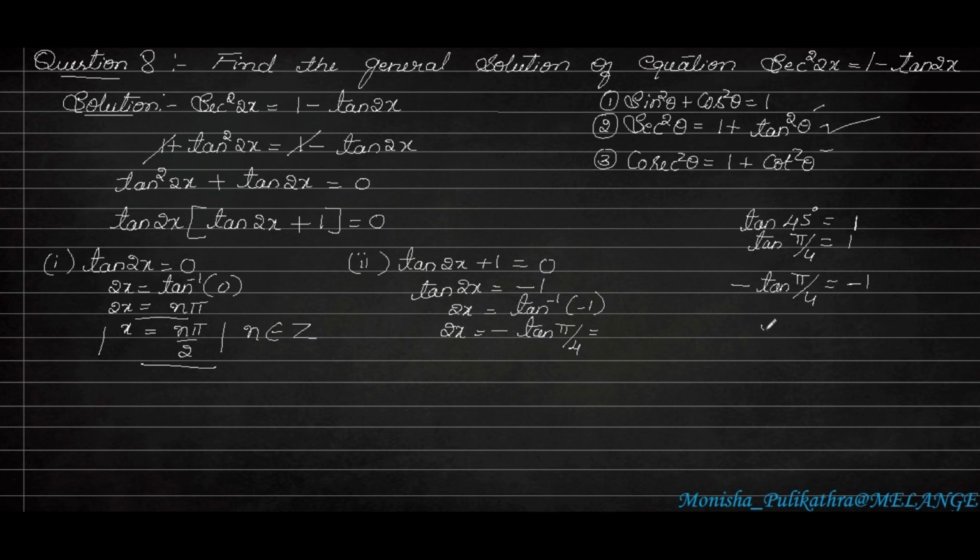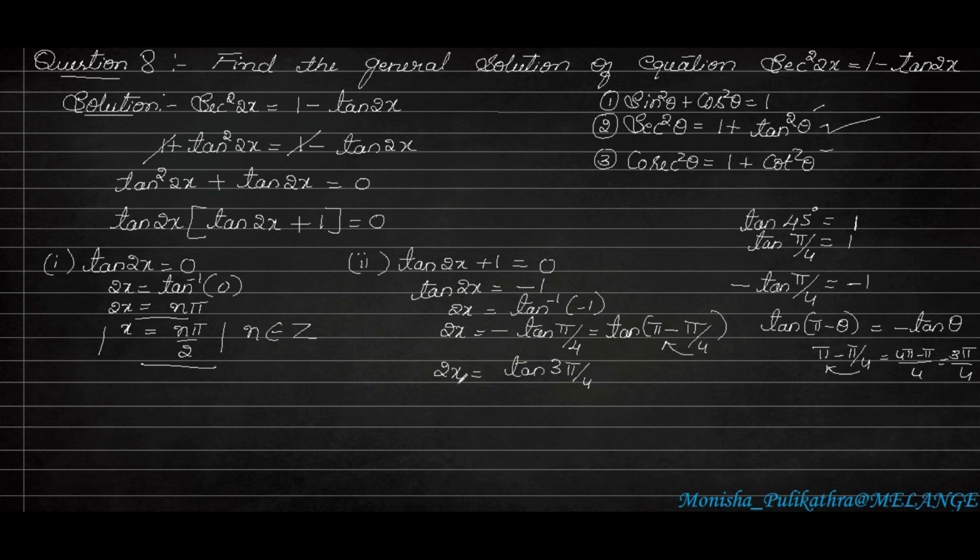In order to get this, there is a formula, that is tan pi minus theta. So tan pi minus theta is equal to minus tan theta. Okay. So tan pi minus theta, 180 minus theta is equal to minus tan theta. So minus tan pi by 4 can be written in the form of tan pi minus pi by 4. So by cross multiplying we will get pi minus pi by 4. So by LCM we will get 4 pi minus pi divided by 4, which is equal to 3 pi by 4. Therefore 2x is equal to tan 3 pi by 4.